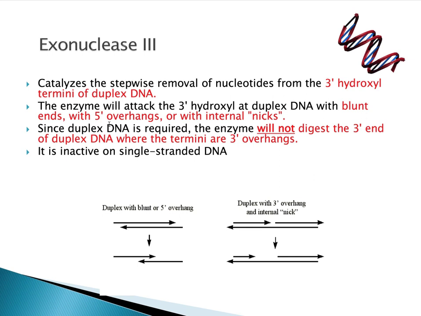so afterwards you can either leave a blunt end or 5' overhangs, and of course it can also leave some internal nicks. Okay, it needs a duplex DNA. The only thing is that if you have 3' overhangs, it's not going to work. It is also inactive on single-strand DNA. So you need a duplex DNA. But again, why would you use exonuclease 3? Because you can almost time how much you want to cut it back. So it could be very, very handy.